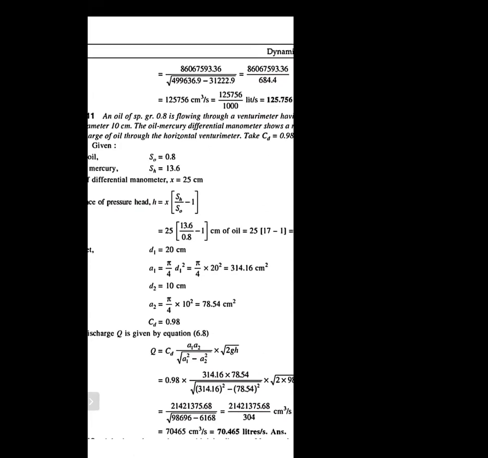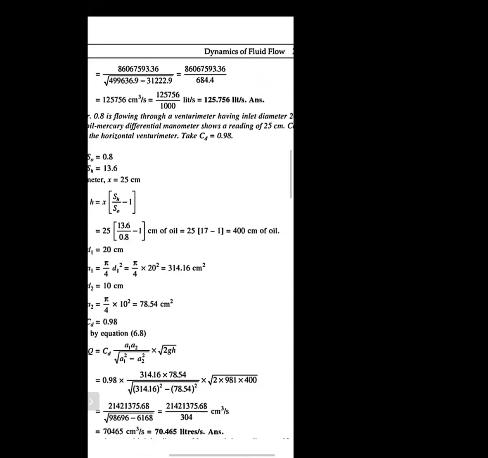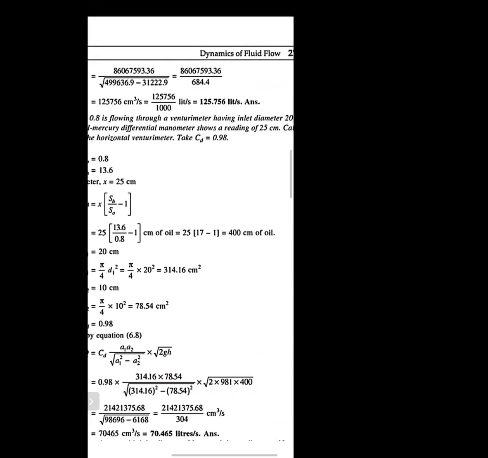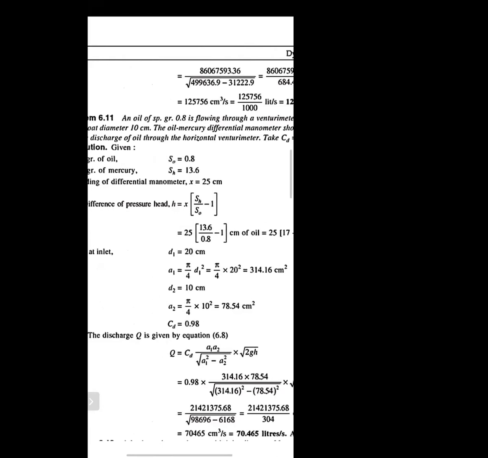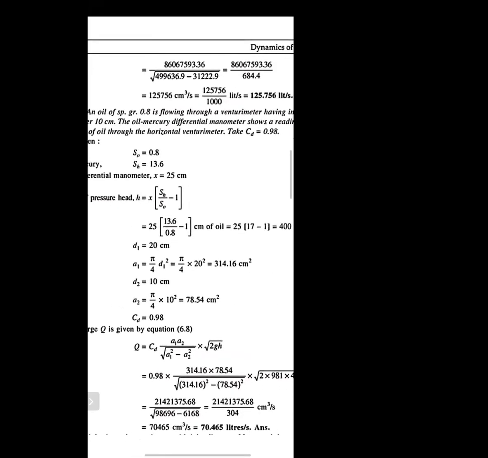Therefore, the value of H after calculation is 400 centimeter of oil, because oil is passing through that pipe. If water is passing through that pipe, then take the specific gravity of water, which is 1. Then we have to calculate what has been asked: calculate the discharge of oil through the horizontal venturimeter.